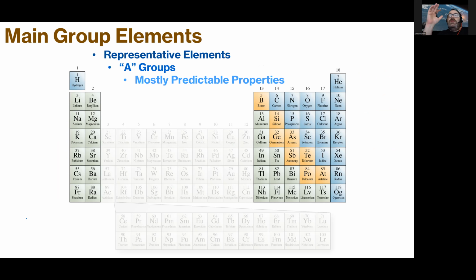Something about why the A and B group numbers are a little bit better. We can split the periodic table into smaller chunks, big chunks, but smaller than the whole thing. Representative elements, also called main group elements, are the A groups, and they're on the outsides, the first 2 groups and the last 6 groups. These have mostly predictable properties.